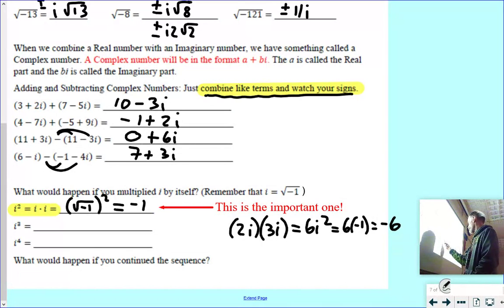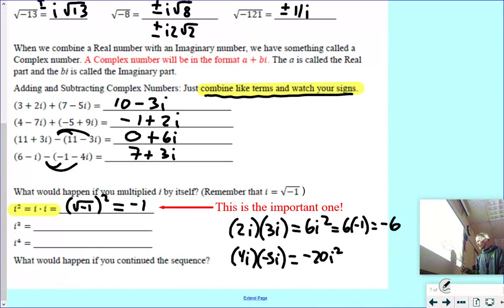Okay. Similarly, if it ends up being a negative, let's say we have 4i times -5i. Now, again, multiply the coefficients, so it's -20i squared. But again, replace the i squared with a -1, so that would be -20 times -1, which would just be +20. Okay? Flip the sign, basically. So when you get an i squared term, just flip the sign, because you're multiplying it by -1.